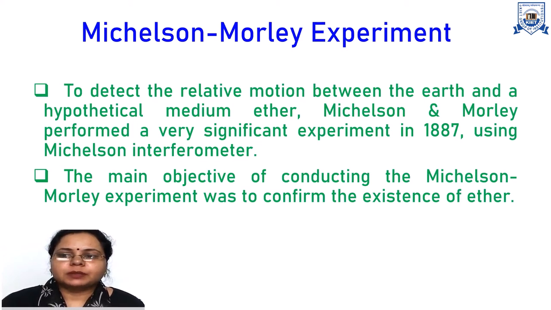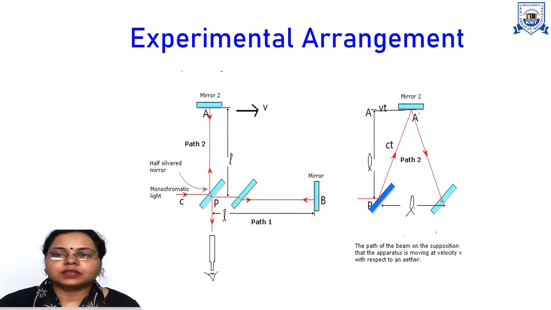This experiment was conducted by Michelson and Morley in 1887 using a Michelson interferometer. This experiment was conducted to detect the relative motion between the earth and a hypothetical medium, ether. The main objective of conducting the Michelson-Morley experiment was to confirm the existence of ether.